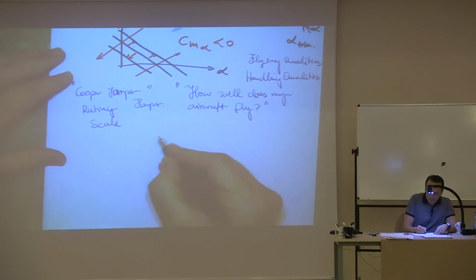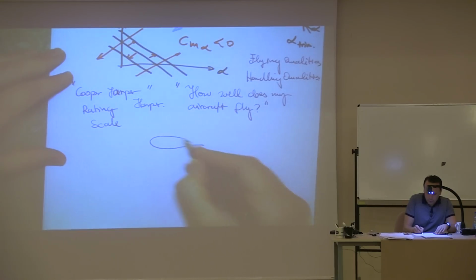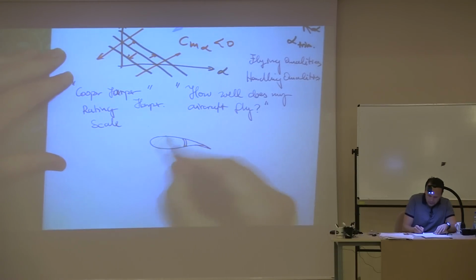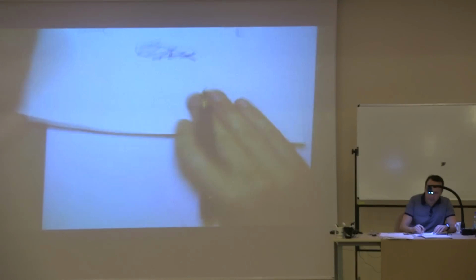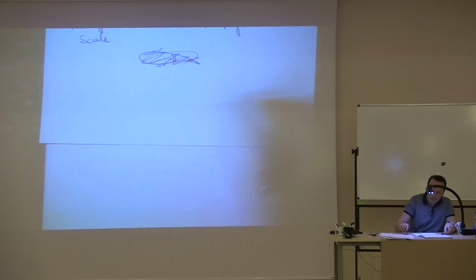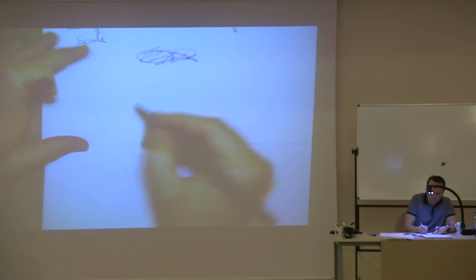First of all, if this is my horizontal tail, right? This part here. Oh, let me plot it again. I didn't like that plot too much. Let me do it this way.